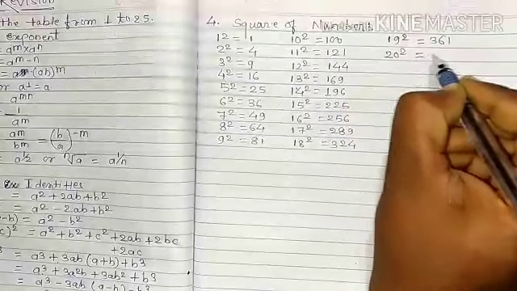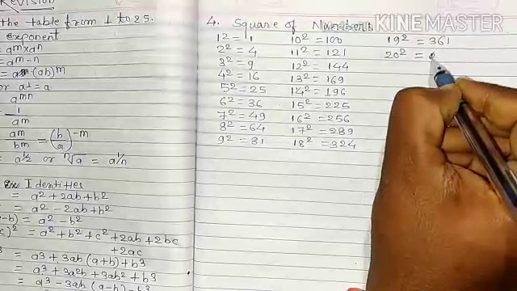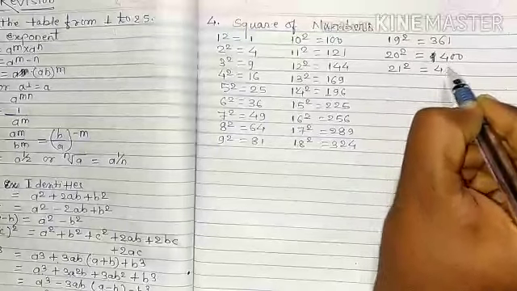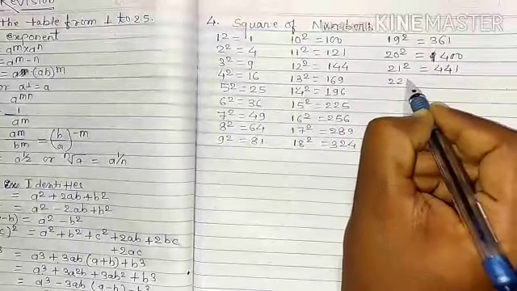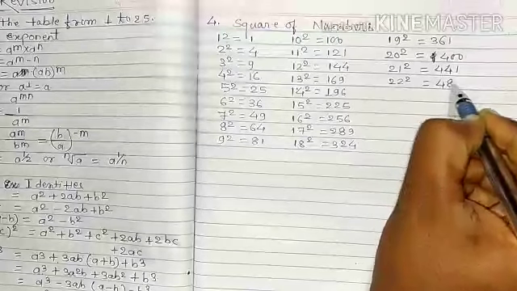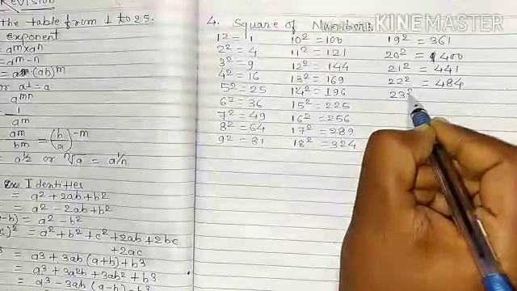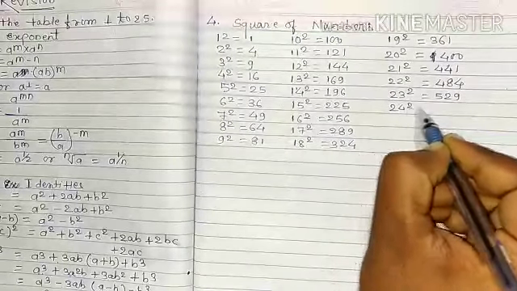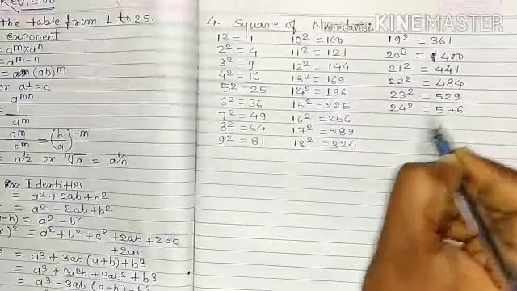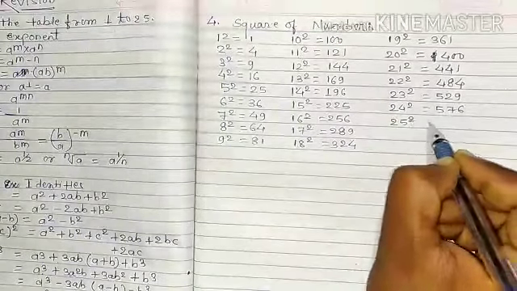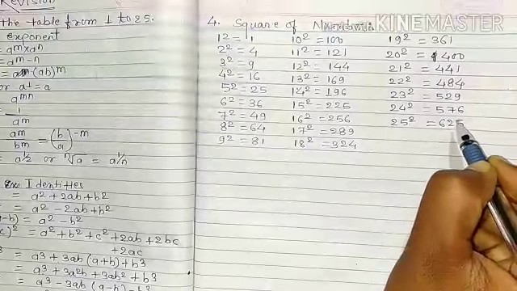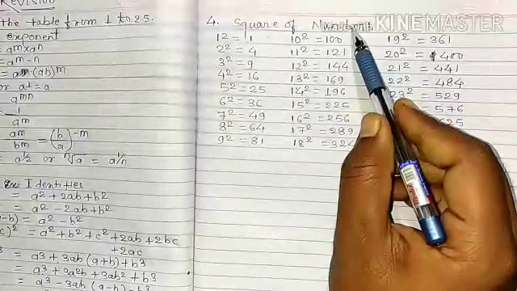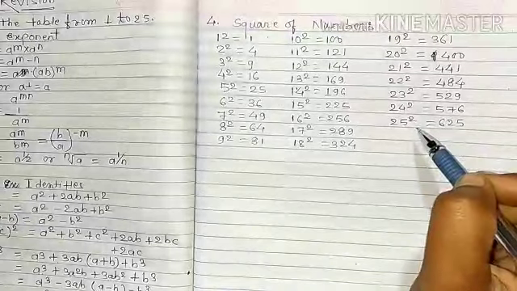20 square is equal to 400. 21 square is equal to 441. 22 square equal to 484. 23 square is equal to 529. 24 square equal to 576, and 25 square is equal to 625. Please, all the students, remember the square of numbers from 1 to 25.